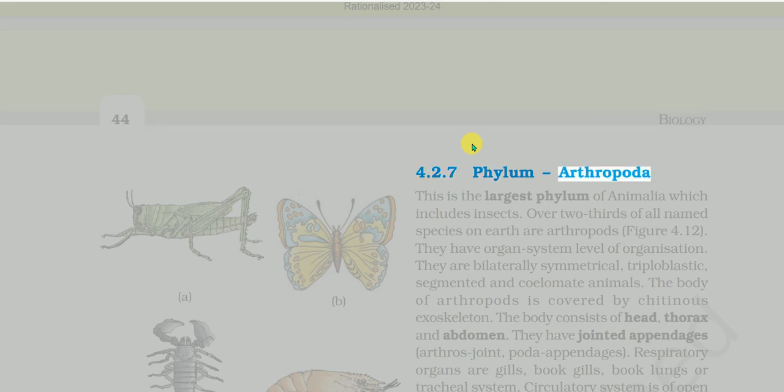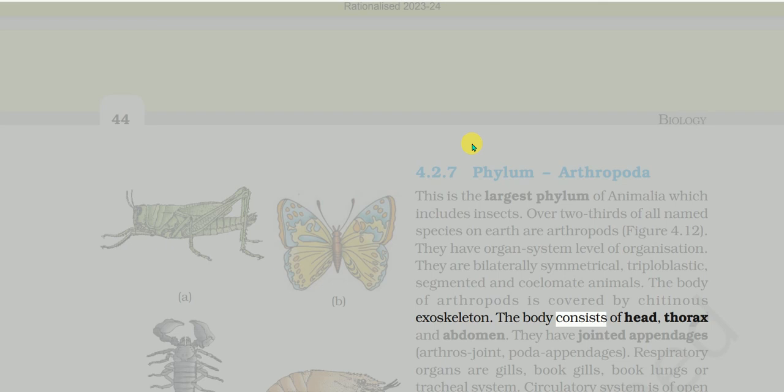4.2.7 Phylum Arthropoda. This is the largest phylum of Animalia, which includes insects. Over 2/3 of all named species on Earth are arthropods, figure 4.12. They have organ system level of organization. They are bilaterally symmetrical, triploblastic, segmented and coelomate animals. The body of arthropods is covered by chitinous exoskeleton.